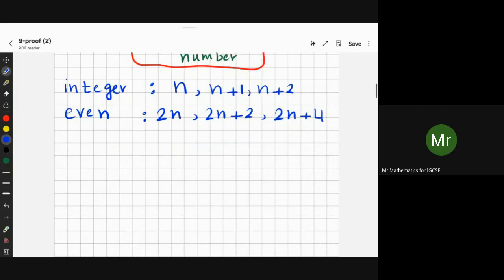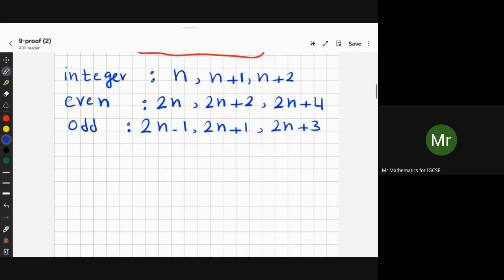What if he said odd numbers? The first one would be 2n minus 1, then 2n plus 1, then 2n plus 3. Here are 3 consecutive odd numbers. Maybe if you need 4, the next one would be 2n plus 5, and so on. Each step you add 2. It is a sequence already.